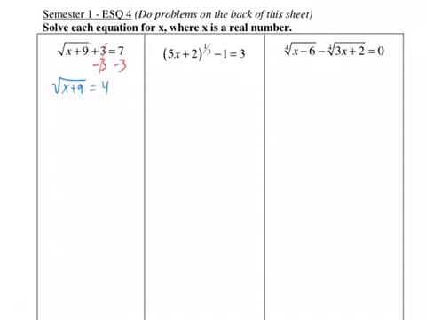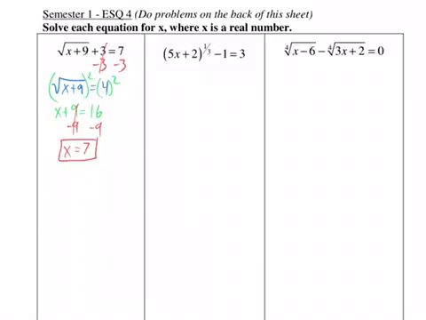Now, how do you undo a square root? You undo a square root with a square. So we're going to square both sides. And I now have x plus 9 equals 4 squared, which is 16. Lastly, to find x, you minus the 9 off to get it by itself. And I now have x equals, looks like 7.